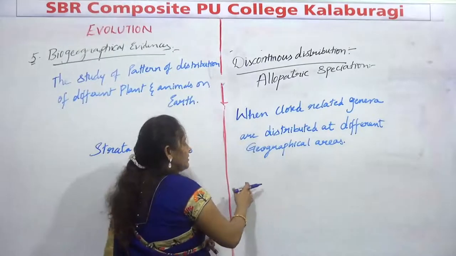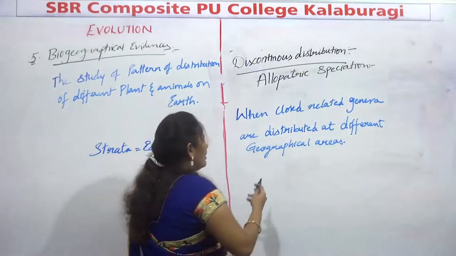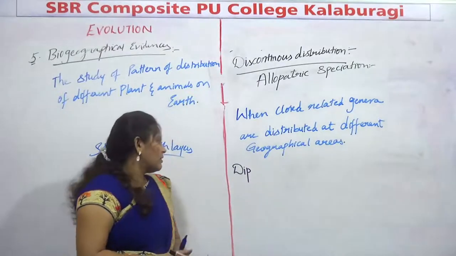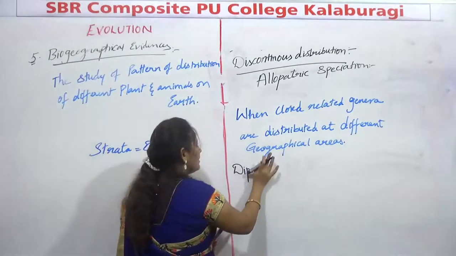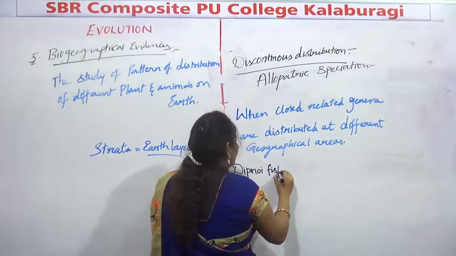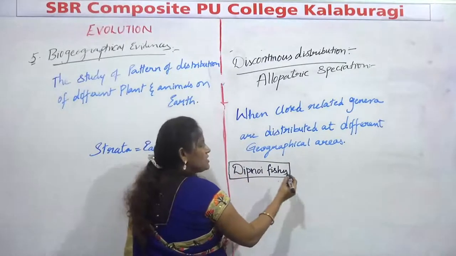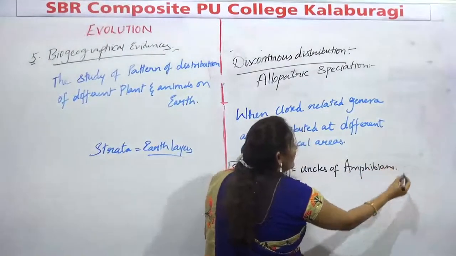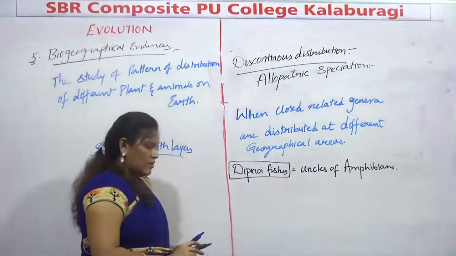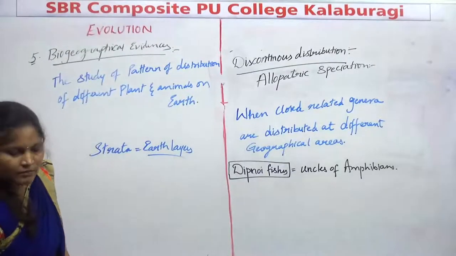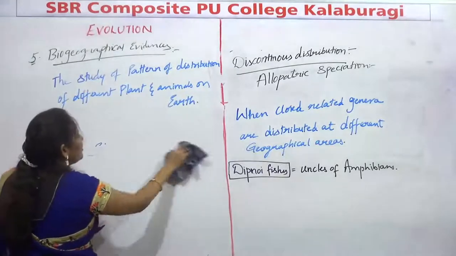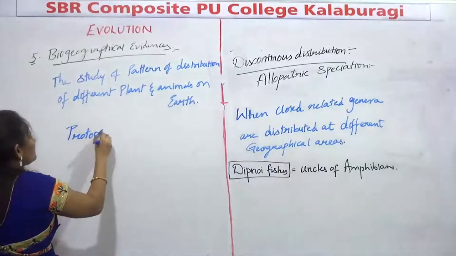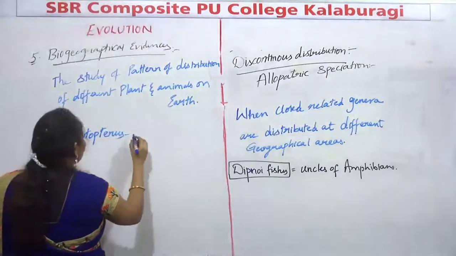Okay, what does it mean? Say for example, African lungfish. See here, dipnoid fishes are there. These dipnoid fishes act as a connecting link between fishes and amphibians. So these dipnoid fishes are uncles of amphibians. When you observe these dipnoid fishes, Protopterus, which is the African lungfish.